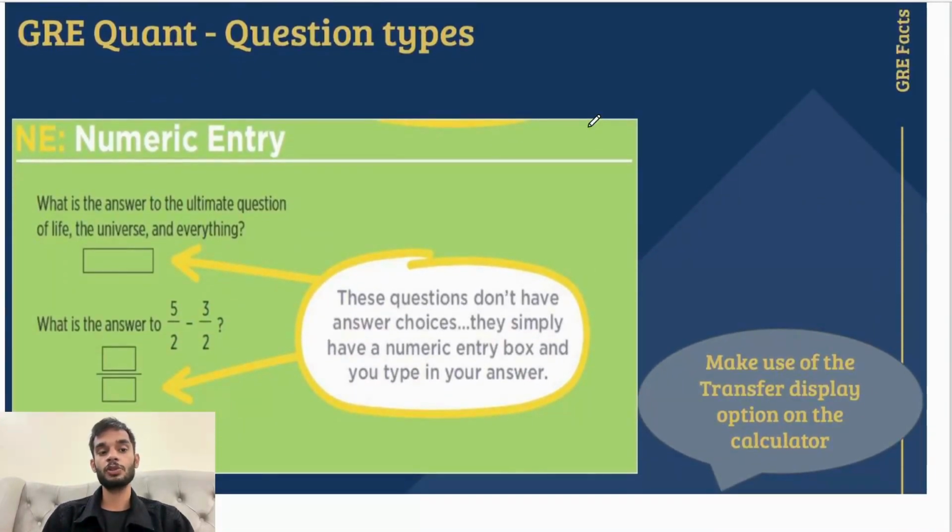Now, the second type of question you will get in math is numeric entry. In a simple sense, you will not be given any options. You will just have to find the answer to the question. What is the answer to 5/2 minus 3/2? Let's say 2/2.